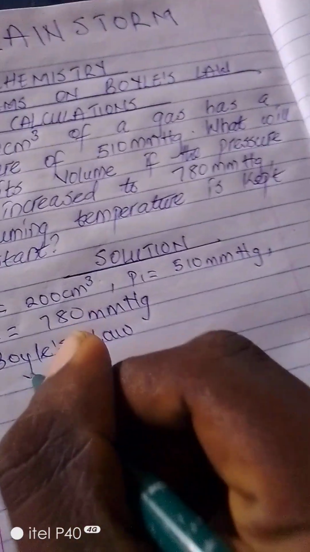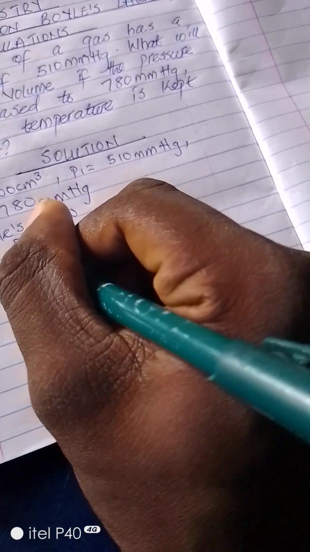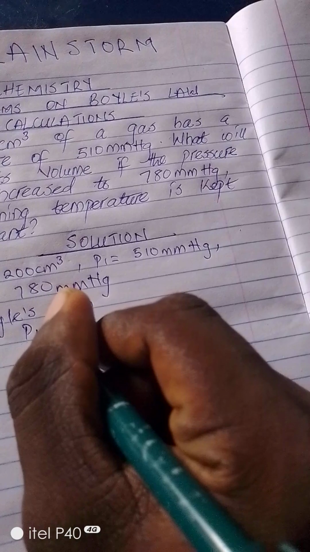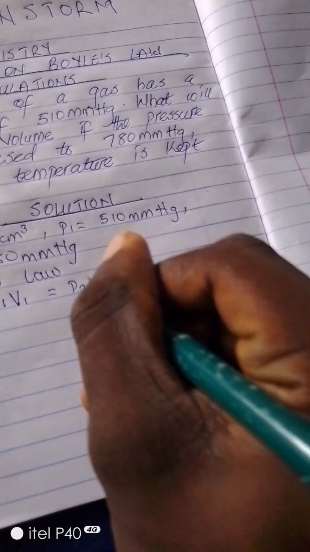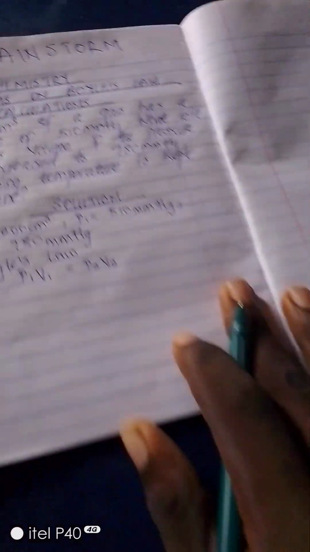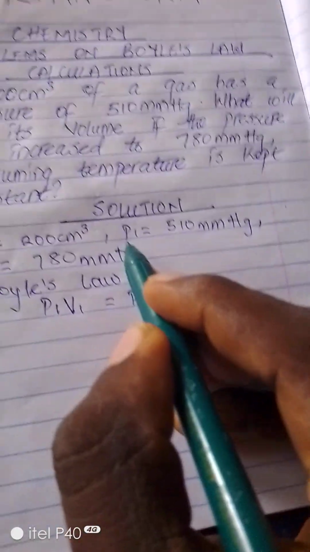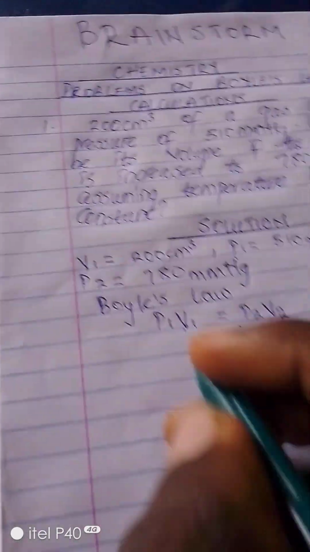The formula for Boyle's law is P1 V1 is equals to P2 V2, because the temperature is constant. Now we know our P1, we know our V1, we know our P2, but we don't know our V2. Let's input them into our formula.